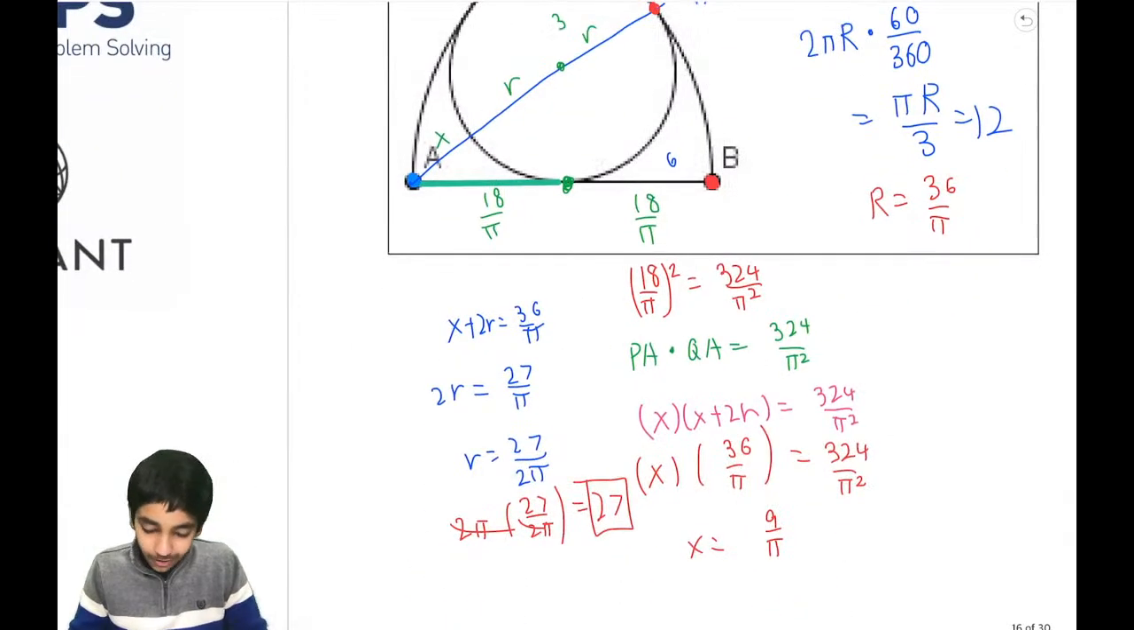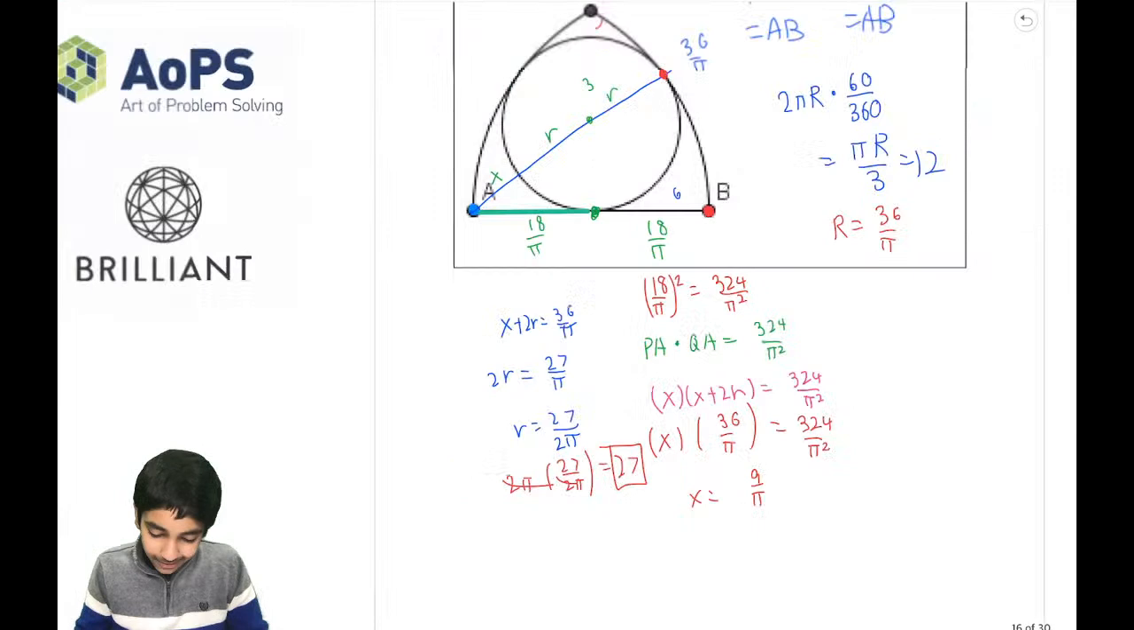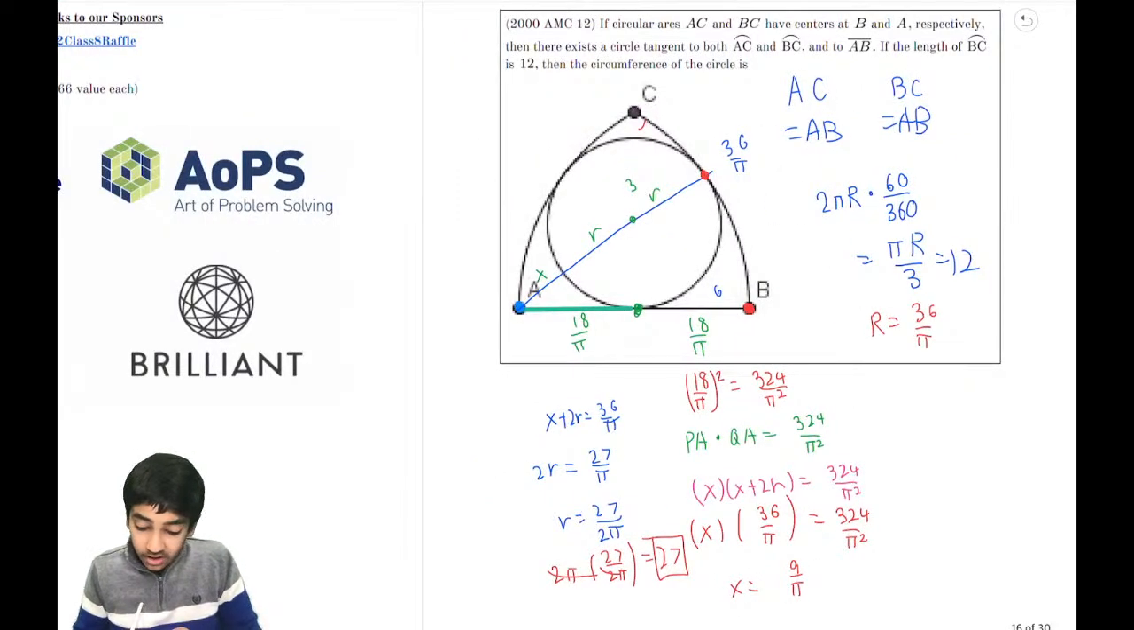This problem was a really cool application. Basically, the idea was we first use the fact that they're on a circle to get that it's an equilateral triangle. Then we saw 18 over pi, 18 over pi. Now what can we do? Now we're almost stuck, but we're not. Tangents, secants: think about using power of a point. We see the tangent, we think the power of A is 324 over pi squared.